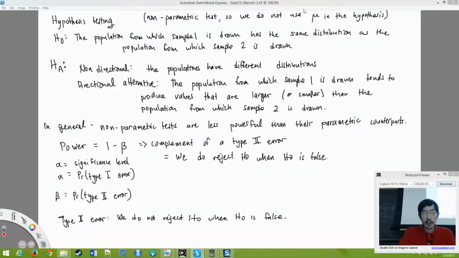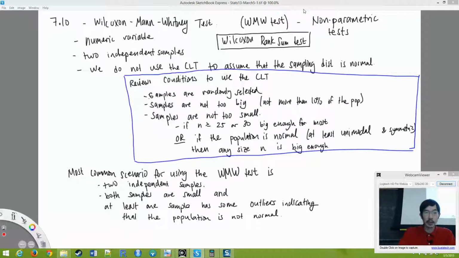Again, the key here is knowing when you should use the Wilcoxon-Mann-Whitney test. We use it when it seems like you would want to use the t-test, but you cannot assume that it meets the central limit theorem conditions. So if you have two independent samples and a numeric variable and you want to compare those samples, but the conditions for using the central limit theorem are not met, that is when you would use the Wilcoxon-Mann-Whitney test.